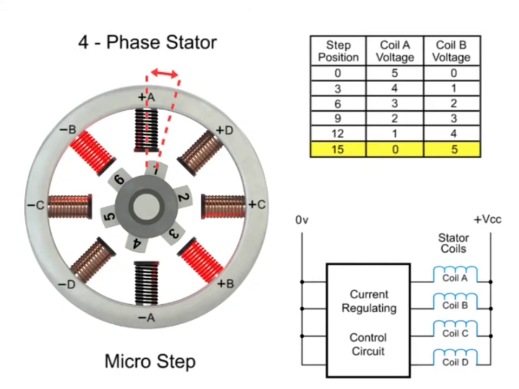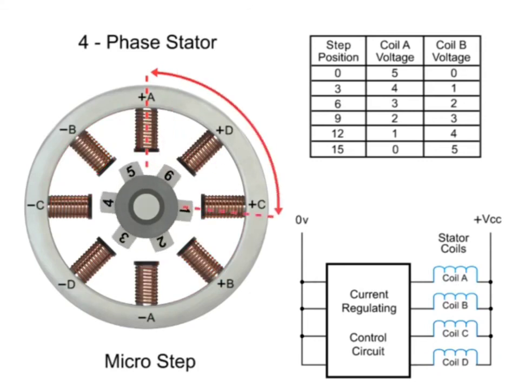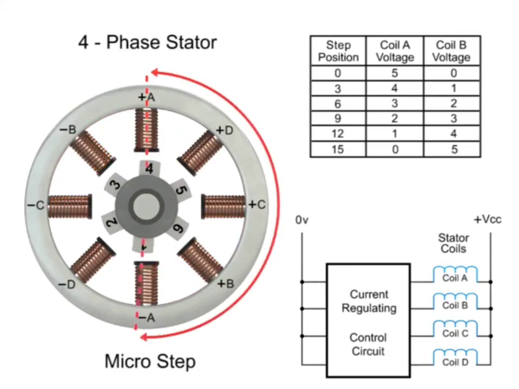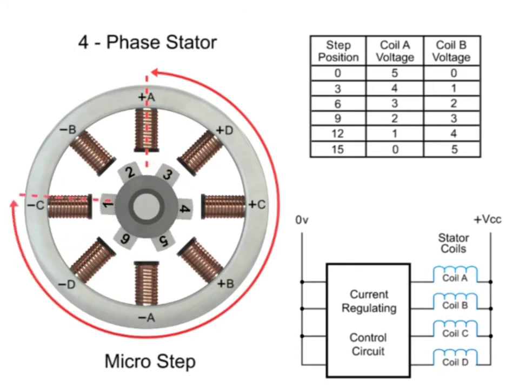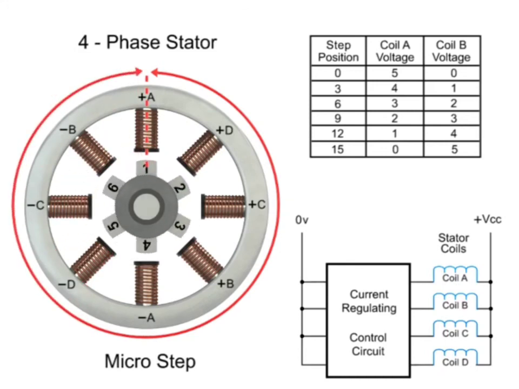Now you can see in this example 12 steps are required to make a full rotation at 3-degree increments. You can clearly see how many steps are required. 120 steps are required to make a full rotation at 3-degree increments.